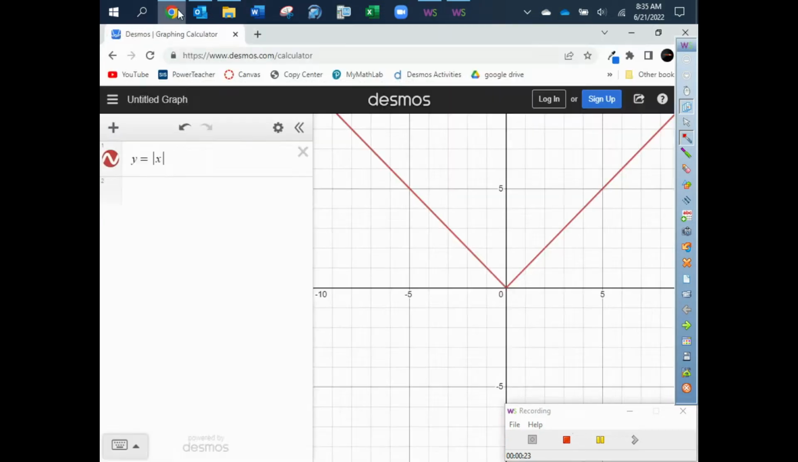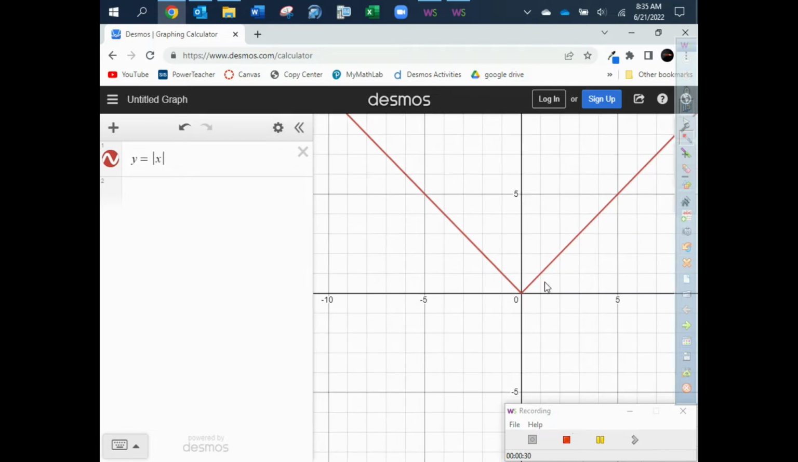And just in case you don't remember what an absolute value guy looks like, you may have not seen that before. Remember the bars? It looks like a V. And all of these guys that I have right here are the parent functions. In my classroom, you'll see them hanging on the wall that I have all those different graphs.